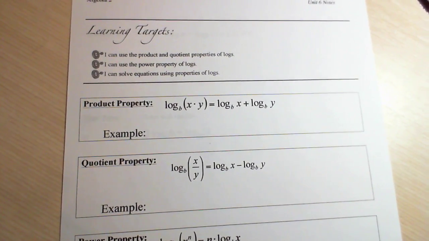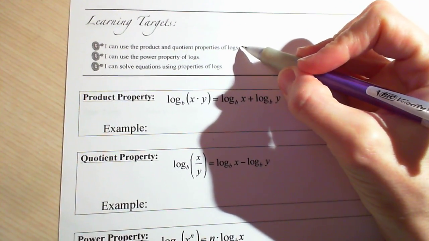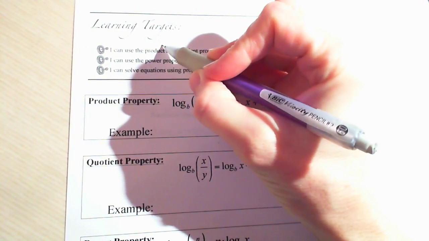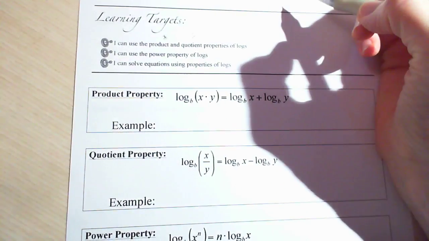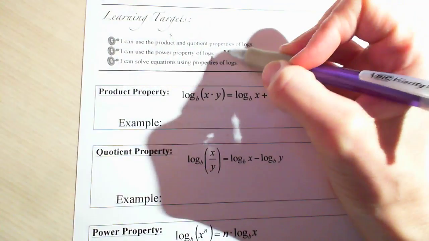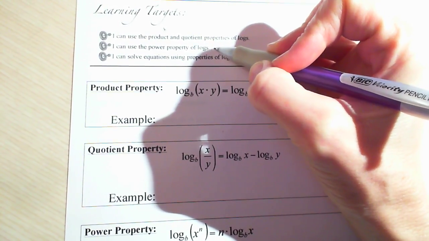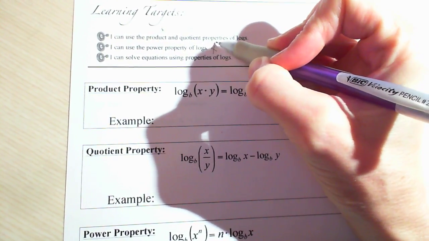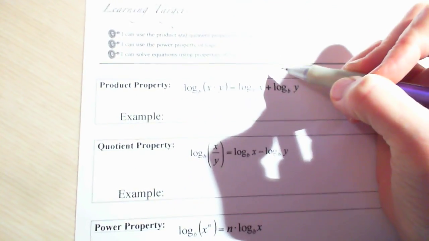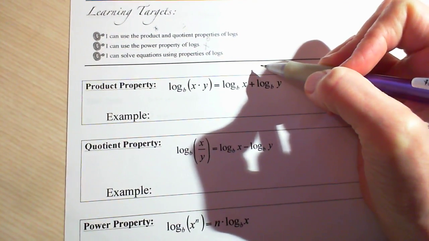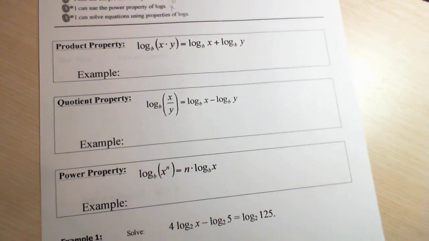Okay, so our learning targets are, I can use the product, so remember that means multiply, and quotient, that means divide, properties of logs. I can use the power property, so power is going to be when you have an x with a power, with some kind of exponent, and then I can solve equations using properties of logs.